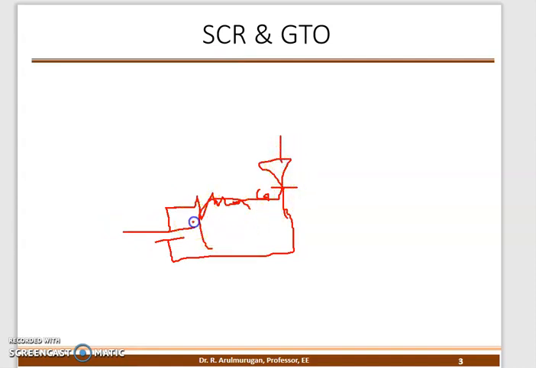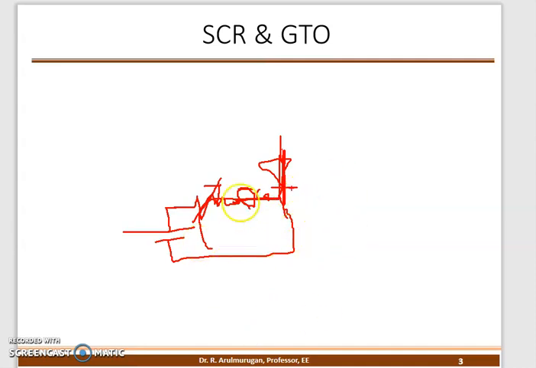Whenever you vary this resistance or the source, the flow of the current is varied. That's why you have studied latching current and holding current. A minimum current is required to turn on, that is the latching current. Once you apply that, for example 3.54 milliamperes, then it is on. So this is about the triggering.